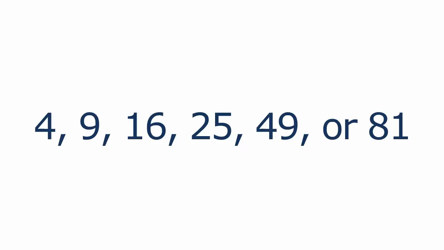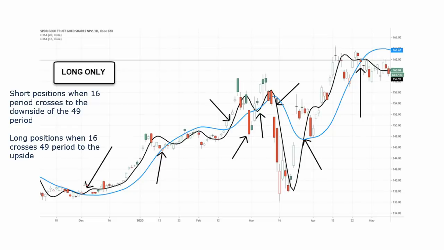Now, the Hull uses the square root, so you might want to consider only using numbers that you can square, such as 4, 9, 16, 25, 49, 81. Now, moving average crossovers are pretty popular with people, so let's take a look at what that would look like. For this one, I'm just going to use a 16 period and a 49 period. It's pretty close to the 20, 50 that people use.